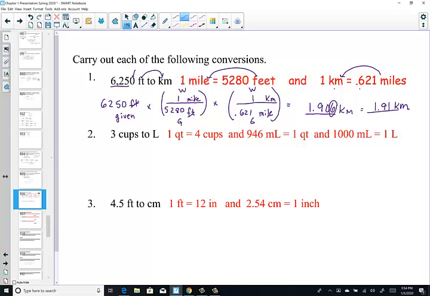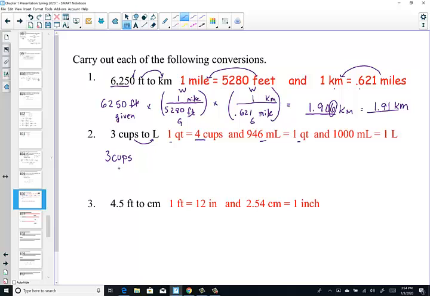We have 3 cups to a liter. The unit that we have is 3 cups, and we want to exchange that into a liter unit. Well, let's try it out. I did not find any relationship directly giving me cups to the liter unit, but I did find a pathway. I found that 4 cups is equivalent to a quart, and I found that 946 mils is equivalent to 1 quart, and that 1,000 mils is a liter. Do you see a pathway?